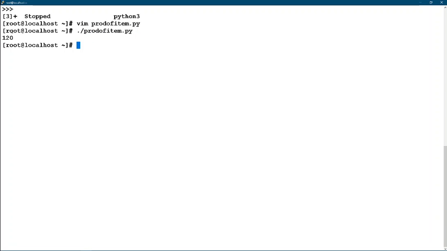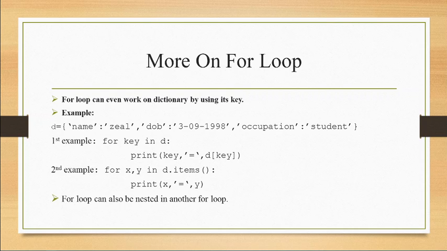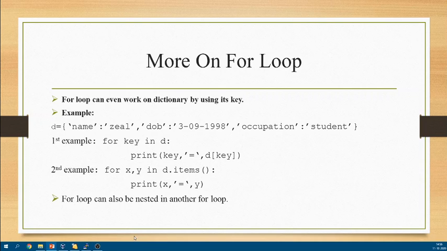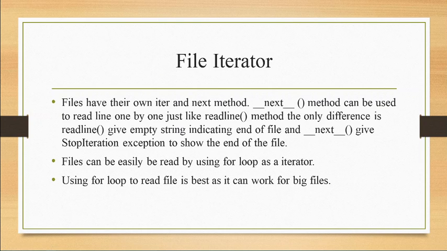As you can see, it gives me the value 120. For loop can even work on a dictionary by using its key. Like here, as you can see on the screen, we have a dictionary with keys as name, date of birth, and occupation. If we use a for loop, we can print all the keys along with their values. For loop can also be nested in another for loop. This was about for loop.